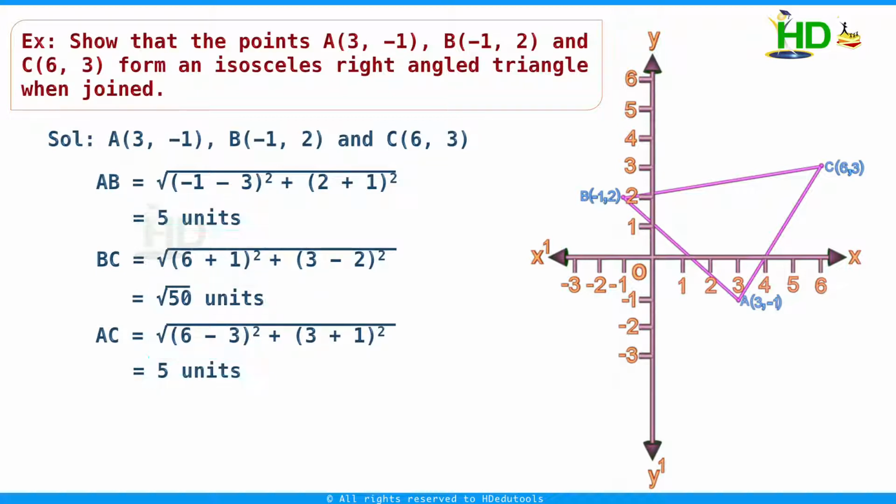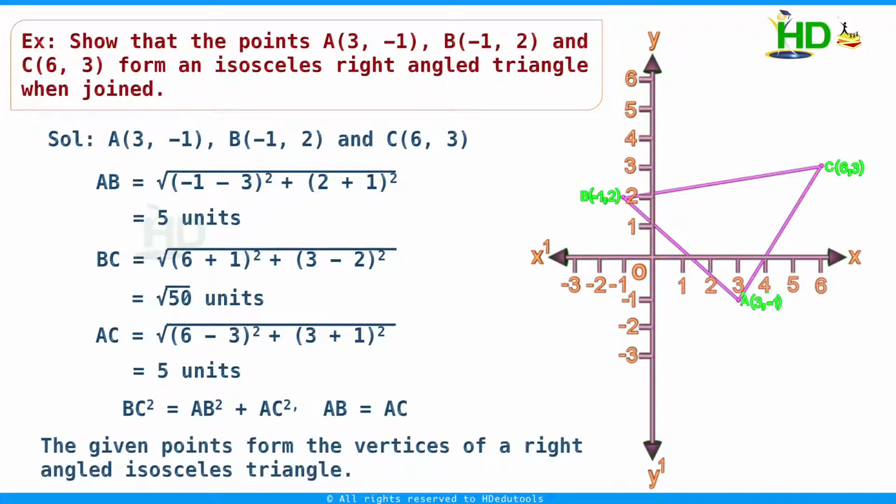And from these 3, it is clear that BC square is equal to AB square plus AC square. And also AB and AC are equal. Therefore, these 3 points form an isosceles triangle which is right angled.